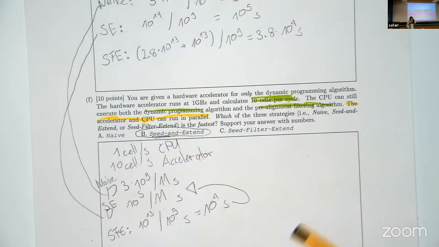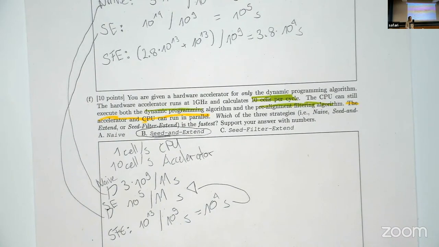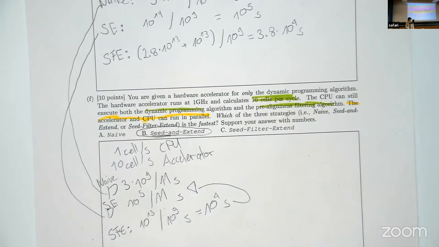So if you were following those explanations in F, then G should be a really simple one. That's why there's also much less space to answer. Namely, now all of a sudden your hardware accelerator can also execute the filtering instructions. So it can do either dynamic programming or filtering, just like the CPU.